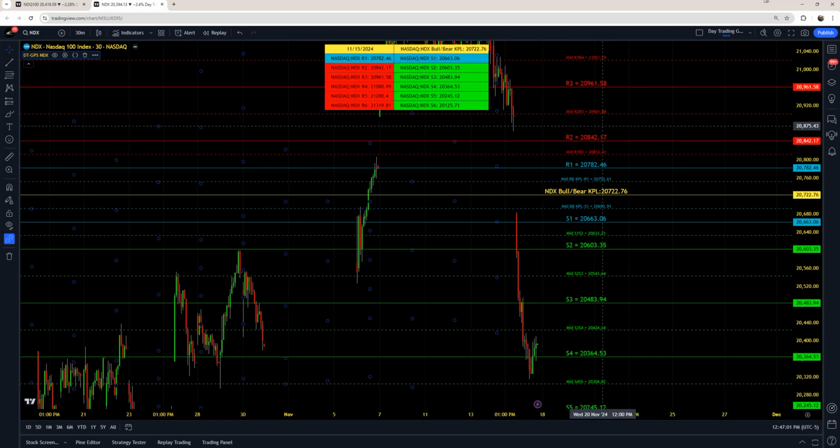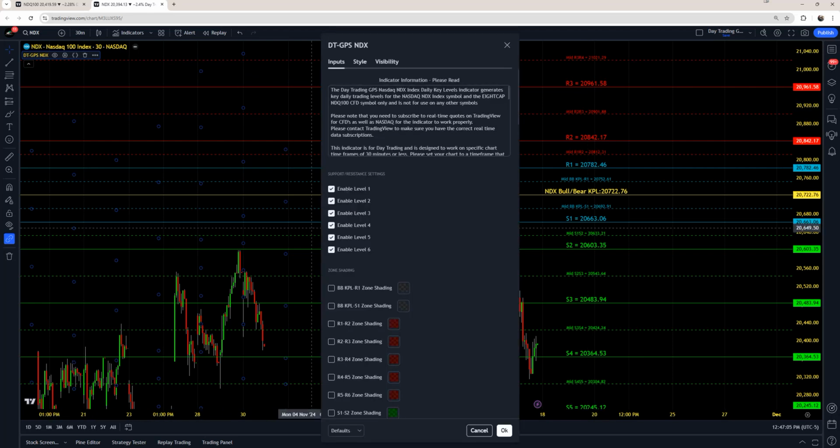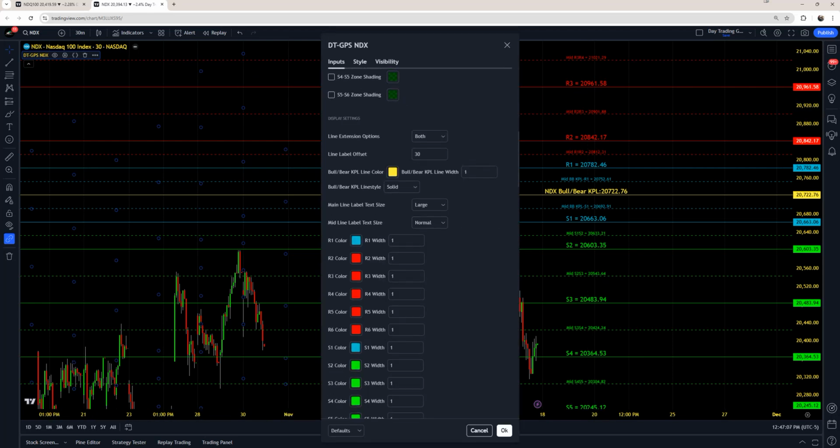Here I have this set to large and this set to normal. So this gives you the capability of putting them both on the same. If you want them both, for example, to be normal, you want them all to be the same size, then that's what that would look like. Or you can make them both large, or you can make one larger than the other.